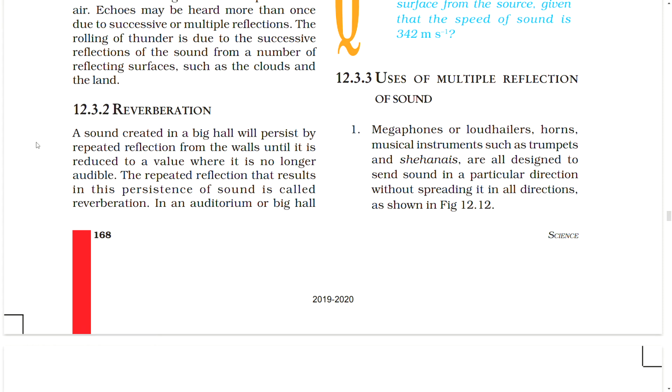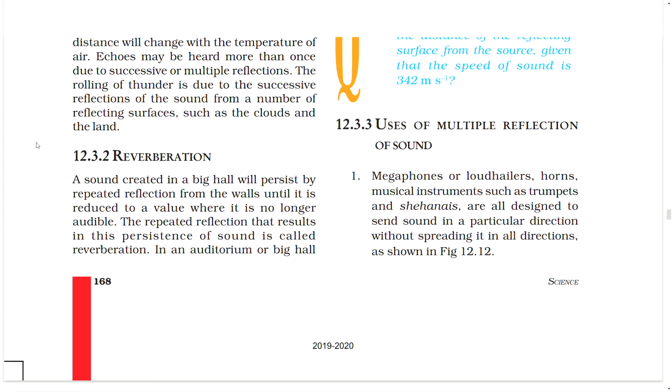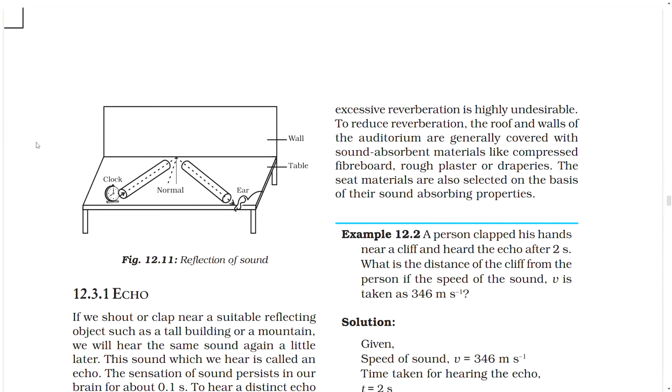12.3.2 Reverberation. A sound created in a big hall will persist by repeated reflection from the walls until it is reduced to a value where it is no longer audible. The repeated reflection that results in this persistence of sound is called reverberation. In an auditorium or big hall, excessive reverberation is highly undesirable.